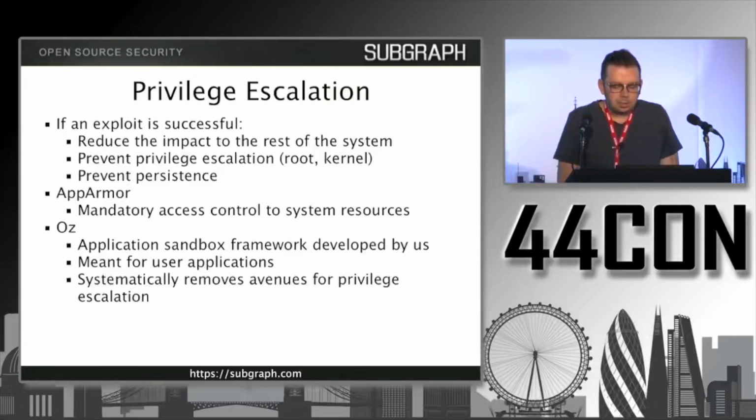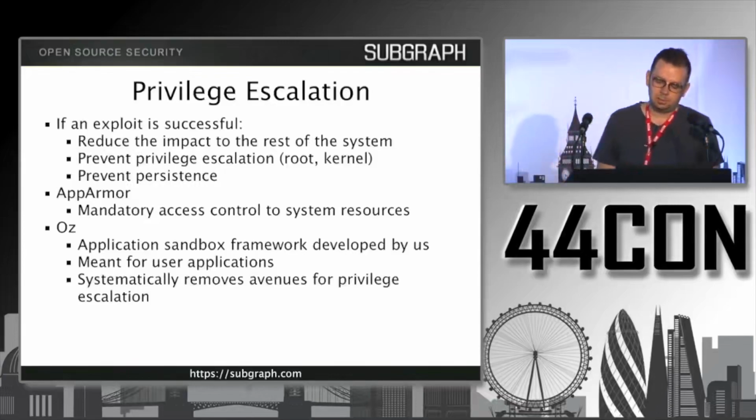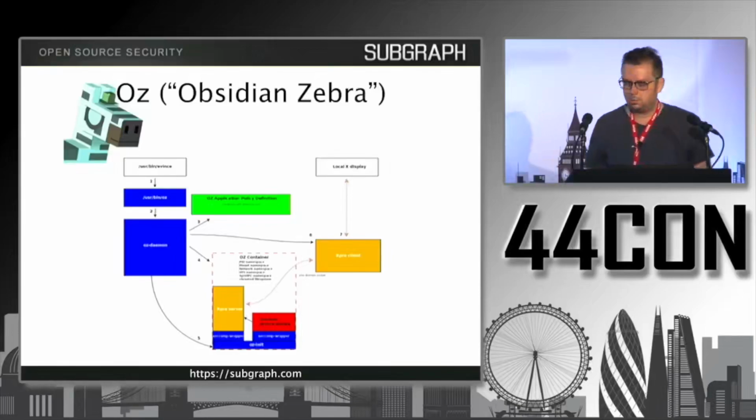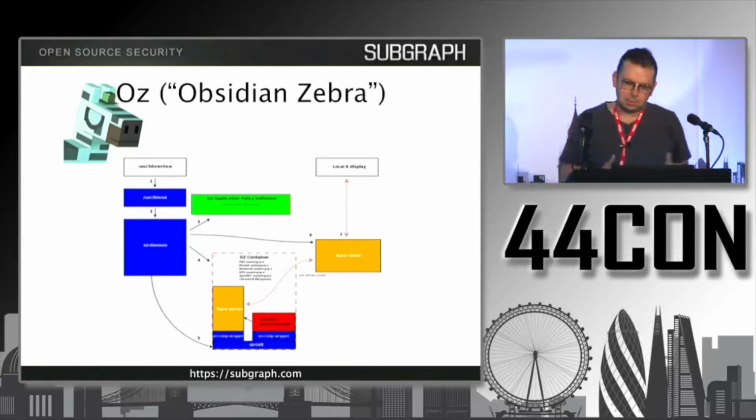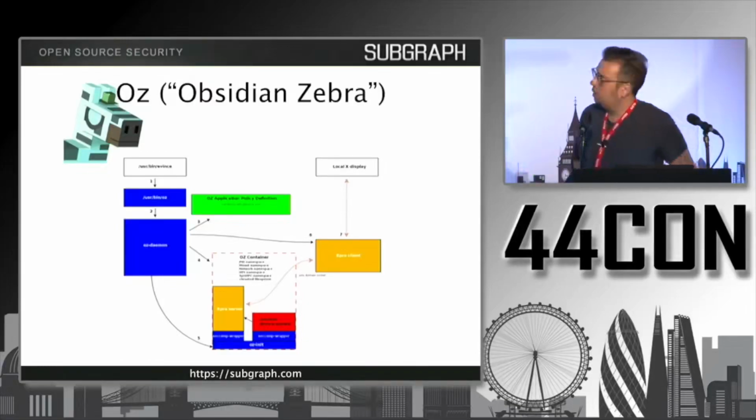Oz is our sandbox framework. It's meant for user applications, and it's been designed to systematically remove avenues for privilege escalation. Oz stands for, well, it was just arbitrary, but we called it Obsidian Zebra, but that's not why we called it that. It's just, as I said, arbitrary. So here's a diagram you can see of how Oz works.